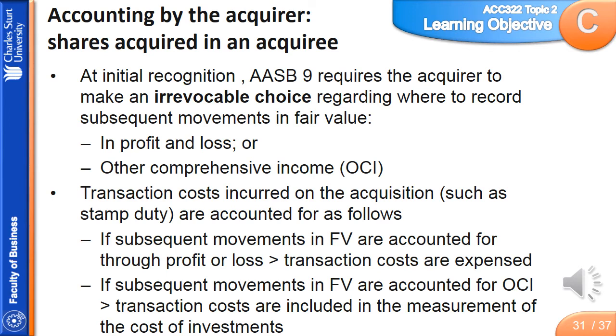So the first option is in profit or loss, where the subsequent movements in the fair value are accounted for through the profit and loss, and transaction costs are expensed, or through other comprehensive income, where the subsequent movements in the fair value are accounted for through OCI, and transaction costs are included in the measurement of the costs of the investment. I don't know how much this will come up with what we're doing, but this is just some background as to what's going on when shares are acquired.